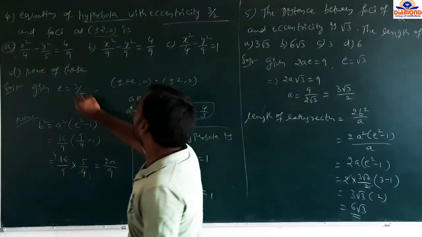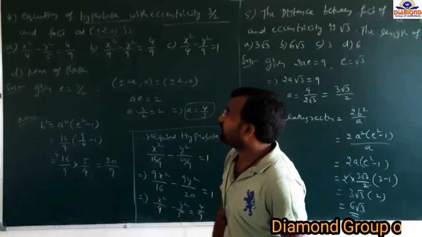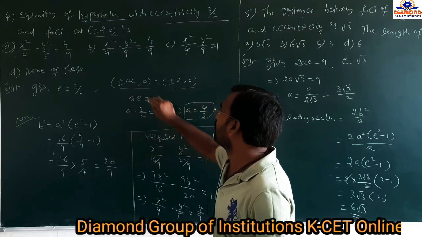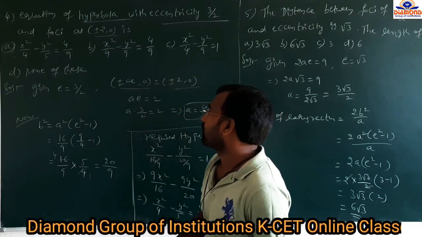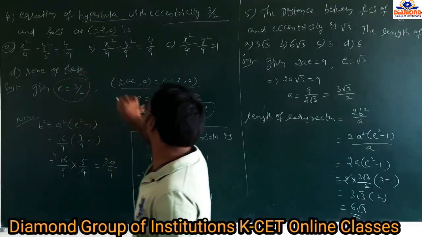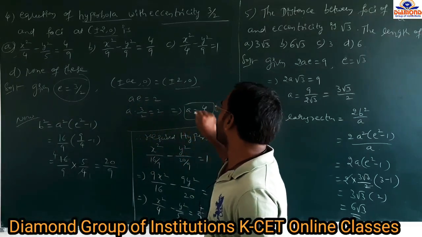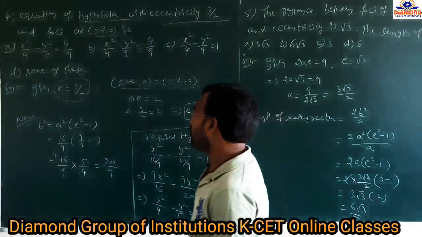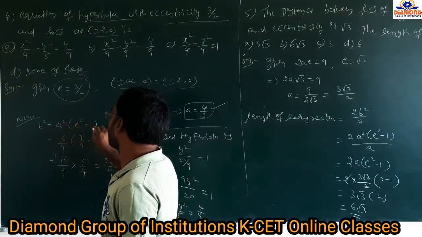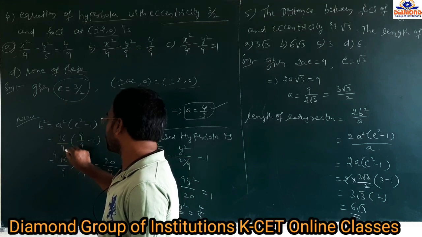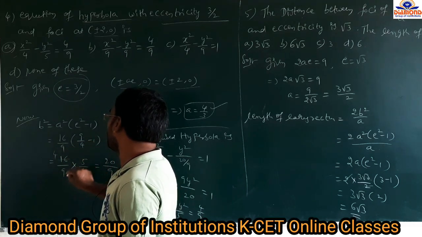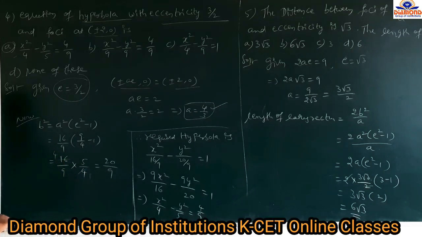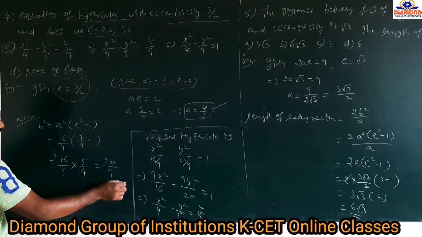Here given e equal to 3 by 2. Foci are given: plus or minus ae comma 0 equal to plus or minus 2 comma 0. So ae equal to 2. The e value is already given, e equal to 3 by 2, substitute here. So you get a equal to 4 by 3. You got the a value and e value. Find b. So now b square equals a square into e square minus 1. So 16 by 9 into 9 by 4 minus 1, that equals 16 by 9 into 5 by 4. 4 ones are 4, what is the remaining? 20 by 9 is the b square value.